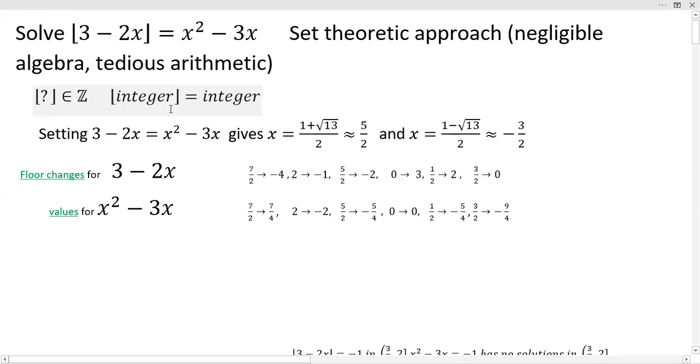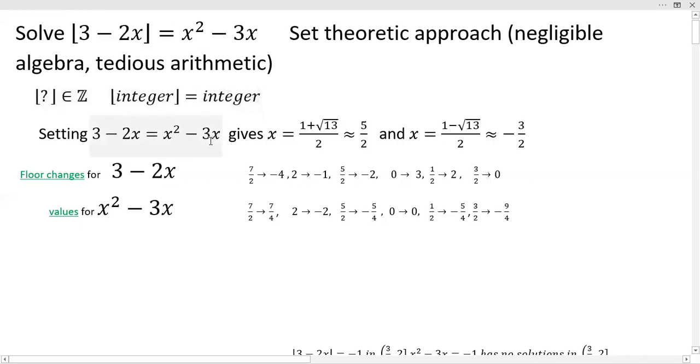Now, the approach that I'm endorsing here is there's very little algebra going on, but the arithmetic is tedious. And the only two things you really need to know about the floor function is that the floor of any expression goes to an integer, period. Any expression, any number, algebraic expression, maps to Z, the integers. And also, the floor of an integer is an integer. And that's really just a property of what they call the greatest integer function.